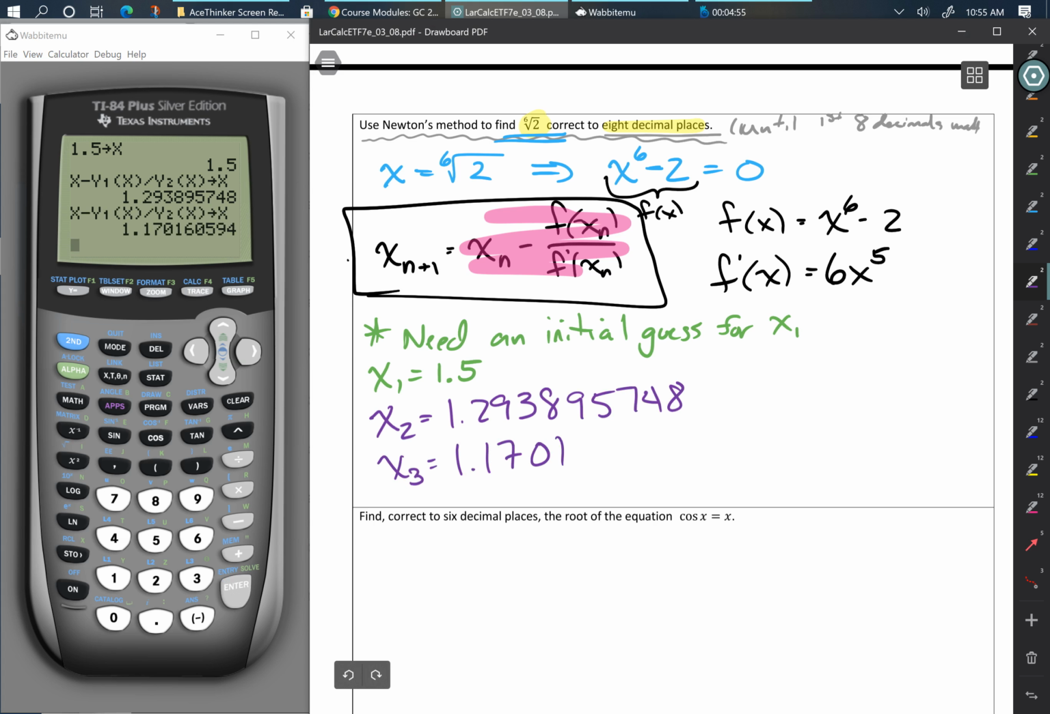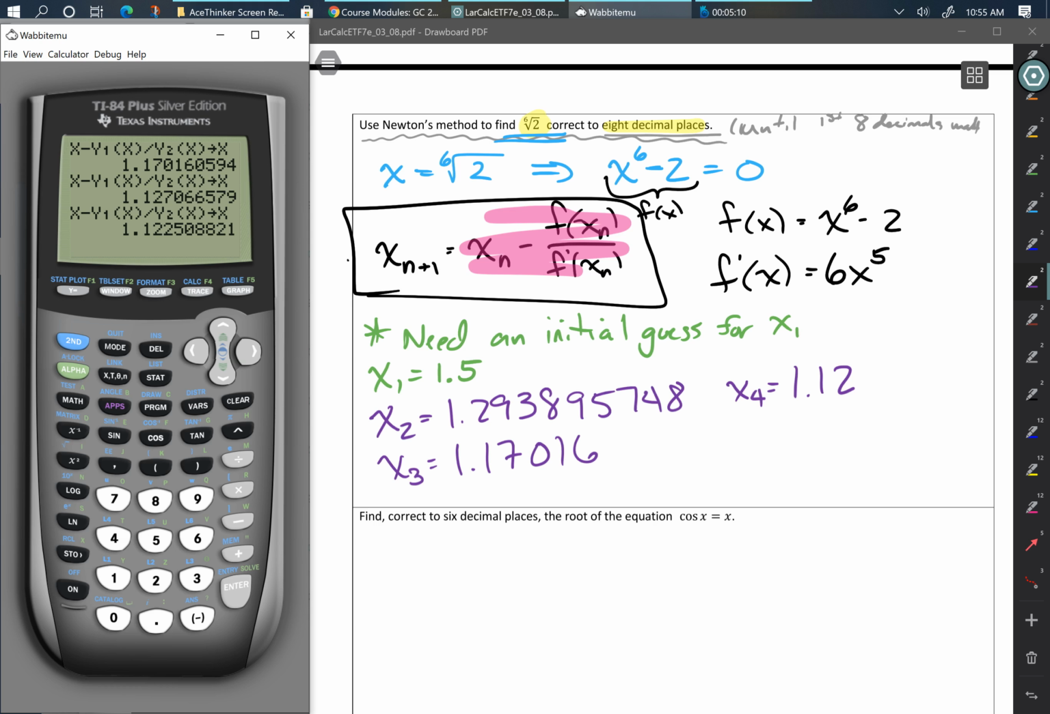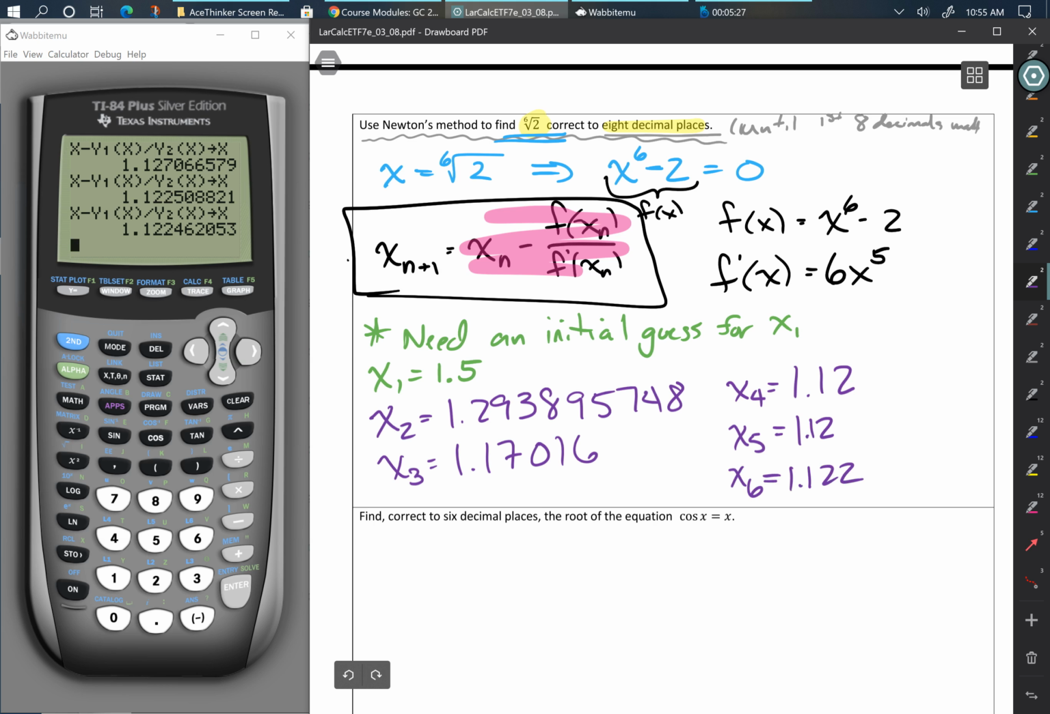X sub 3, 1.17016. So right now I've got no real accuracy. x sub 4, 1.12. So now I've got accuracy to the tenths place because the 1 hasn't changed there. Ooh, now I've got accuracy to the hundredths place. So x sub 5 is 1.12. X sub 6, now I got accuracy out to 3 decimal places. So x sub 6 is 1.122, but I need 8 decimal places of accuracy.